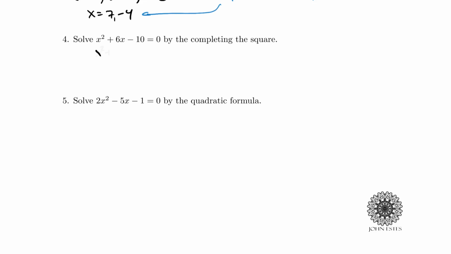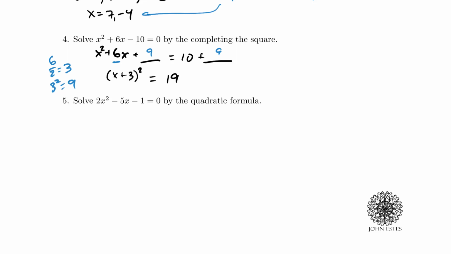So the first thing I need to do is move the 10 over. So I'm going to say this, plus blank equals 10 plus blank. Now I got to figure out how to fill in the blank. I do that by taking the linear term, dividing it by 2, squaring that, and adding that back in on both sides. Now that'll allow me to factor the x squared plus 6x plus 9 as a perfect square.